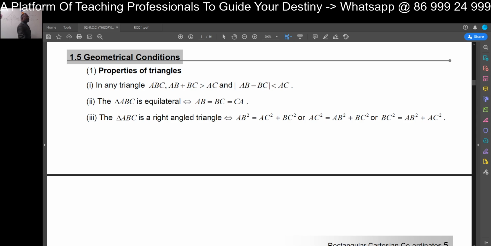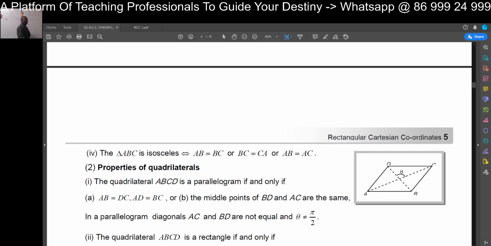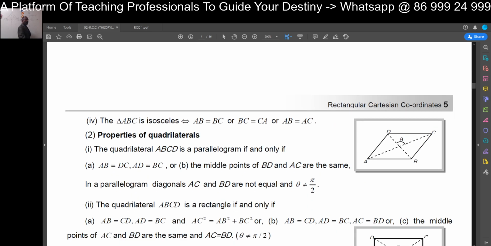For an equilateral triangle, I need not tell you that all the sides are equal. For a right angle triangle, the Pythagoras theorem is used here. And an extra thing that I taught you is the obtuse angle triangle and acute angle triangle. What is the condition for an obtuse angle triangle, please?